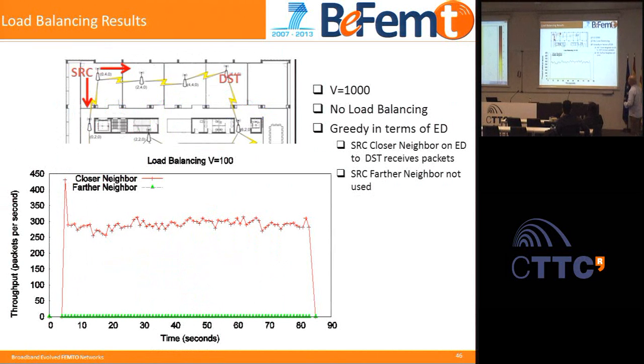We repeated the same experiments, but increasing the B parameter. And what we found here is that the closer network got all the packets, and the farther network did not get any packet. This serves to validate that the load balancing part of the routing protocol was also working.